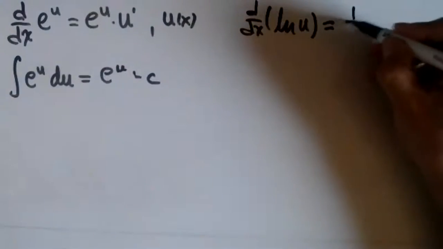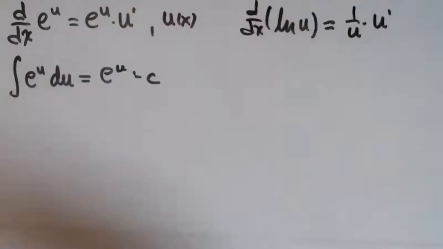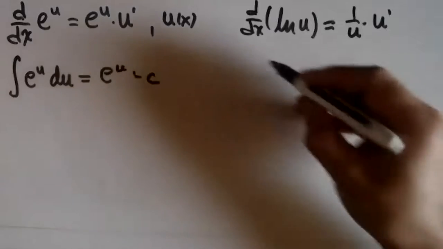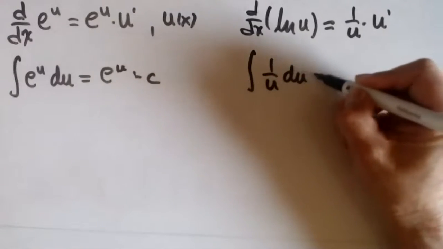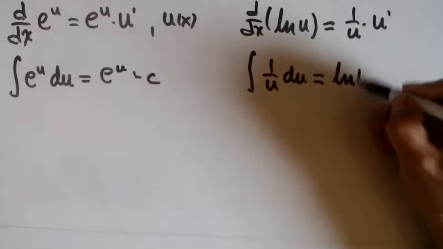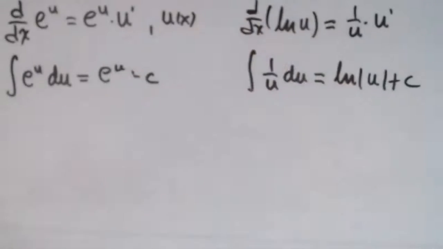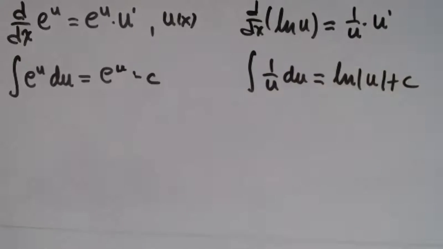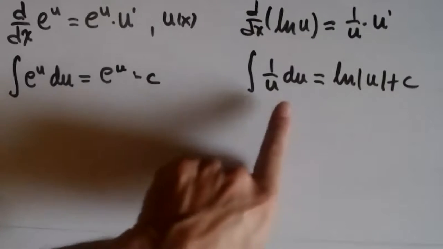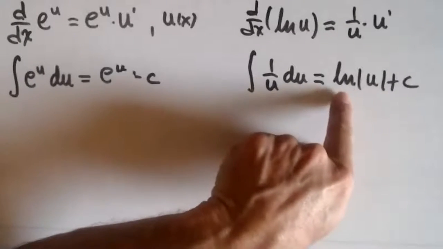For the natural log, we have been using d/dx of ln u. This is 1 over u times u prime. And what is the integral in this case? The integral of 1 over u du is ln absolute value of u plus c. These are the four formulas we used last week: derivative of the exponential, derivative of the log, integral of the exponential, and not the integral of the log. We are not integrating this.